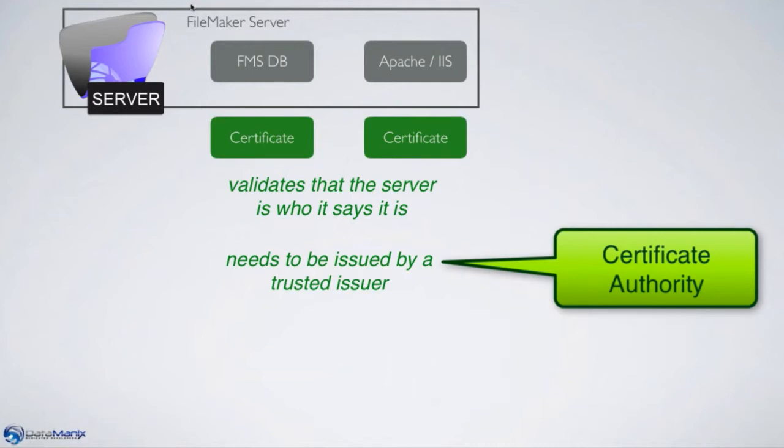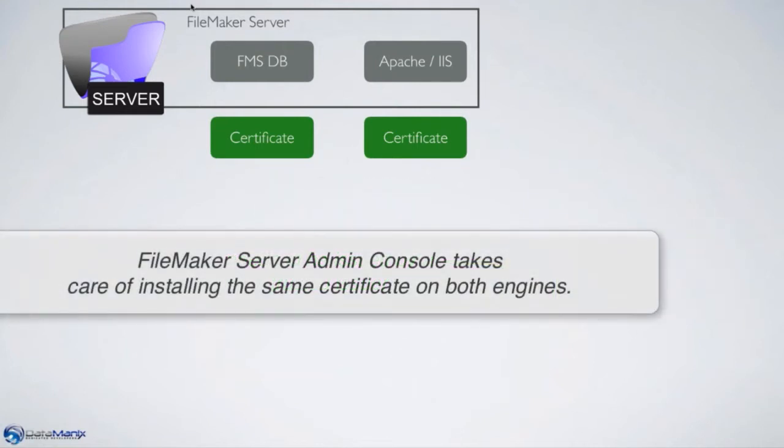And for the FileMaker server, we need to install a certificate for the FileMaker server database engine, and we also need to install a certificate for the web server engine, whether it's Apache or IIS for Windows. The great thing, though, I just want to mention right here, is that FileMaker server admin console takes care of installing the same certificates onto both the database engine and the web server engine. So it's a one-step process instead of having to install it in multiple places.